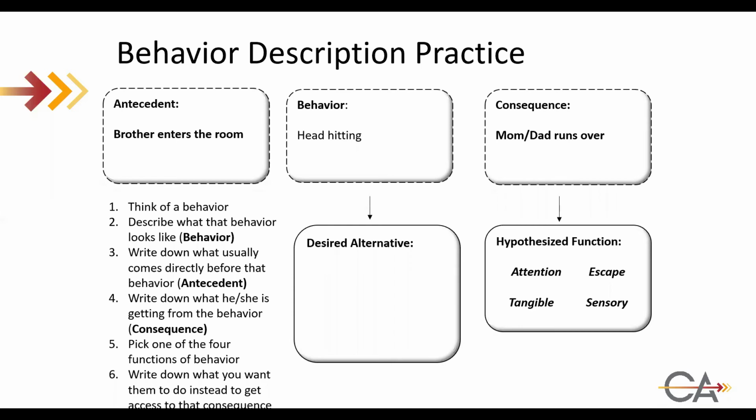As soon as that individual started hitting their head, mom and dad run over, most likely to help them, to stop them from head hitting, to provide safety, to make sure that they don't injure themselves. These are all totally appropriate methods to deal with this behavior.